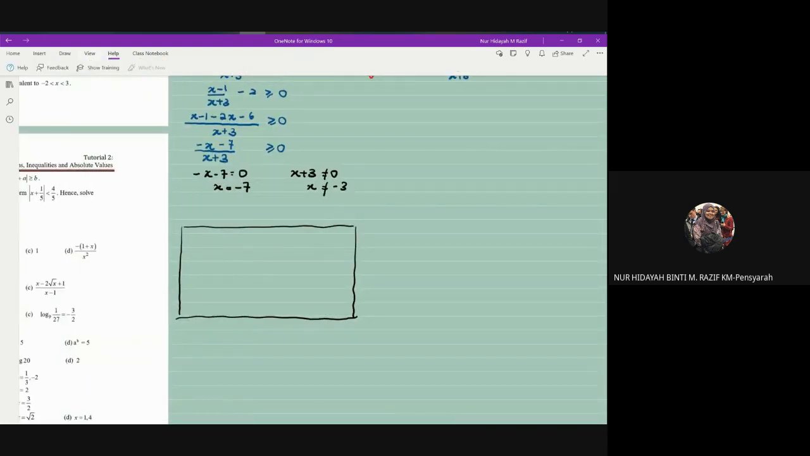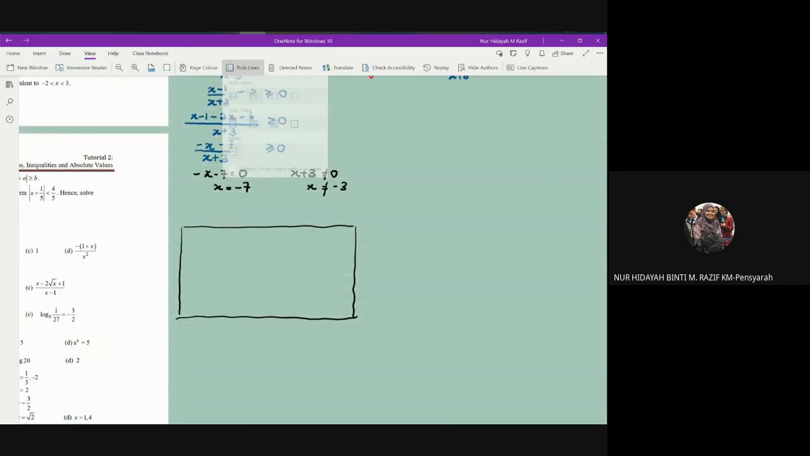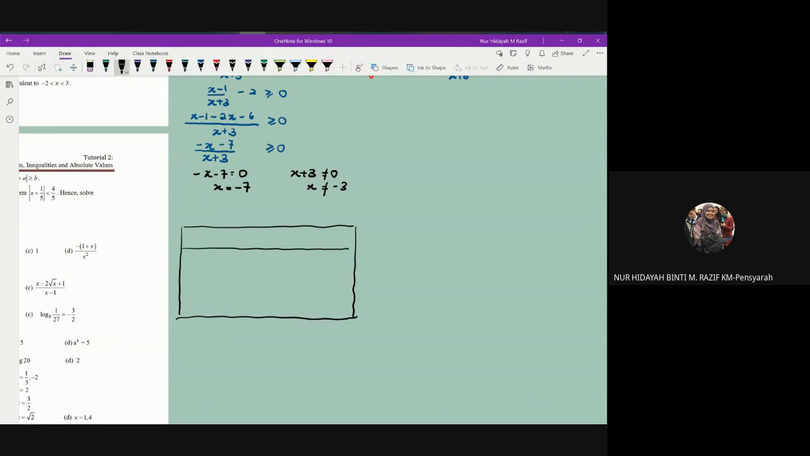Okay, kejap saya buang line sekejap. Alright. Okay, so table tu buat guna pembaris ya. Please make sure you use your ruler. Jangan buat macam saya buat freehand sebab saya tak ada ruler.